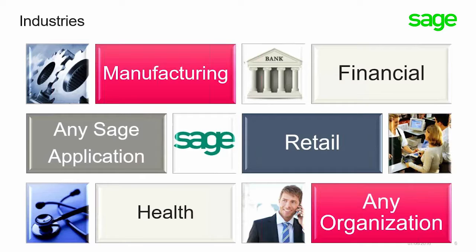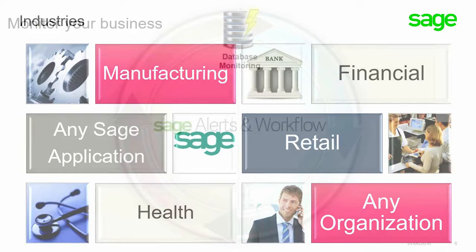As far as the industries that Sage Alerts and Workflow operates with, it covers everything from manufacturing to education, government, retail, financial. We're currently at just over 12,000 organizations worldwide using the solution. And that includes everyone from 2, 3, and 4-person locally run organizations all the way up through multinational corporations and businesses. We'll talk about some of those uses in just a few minutes.